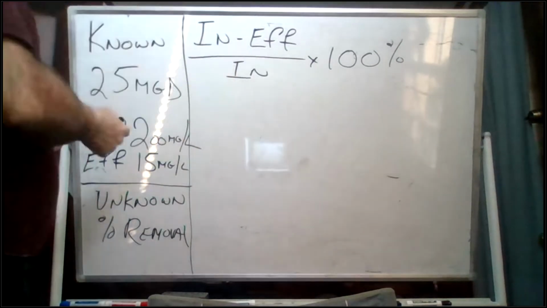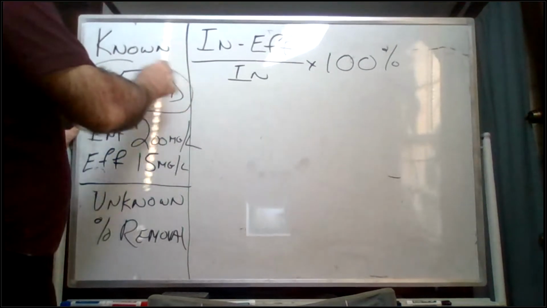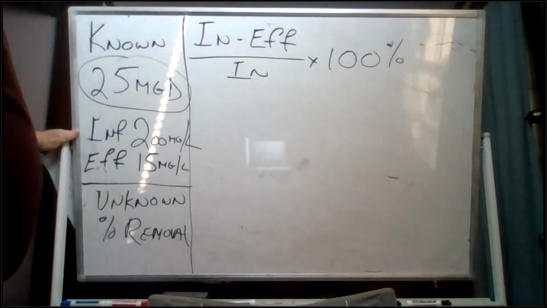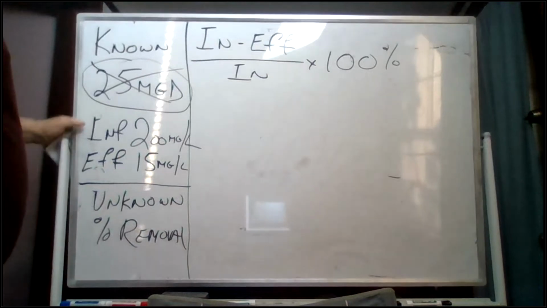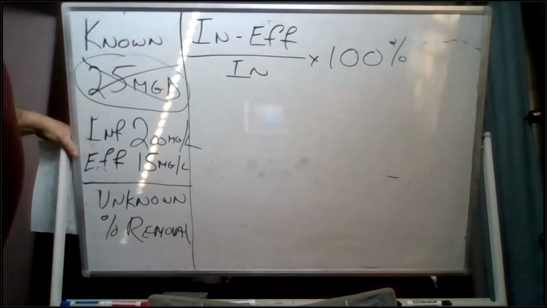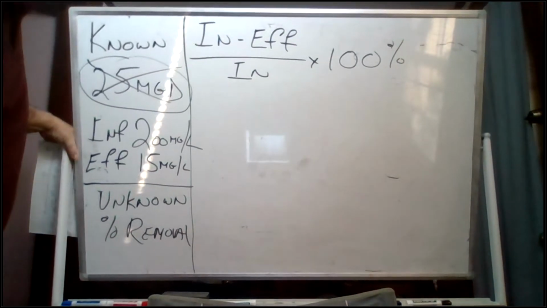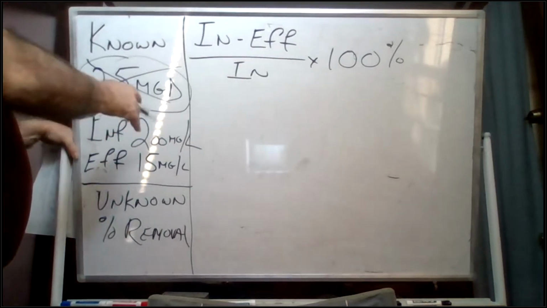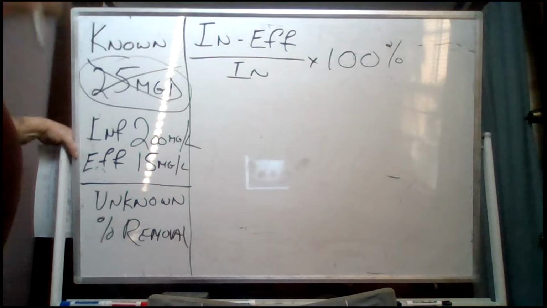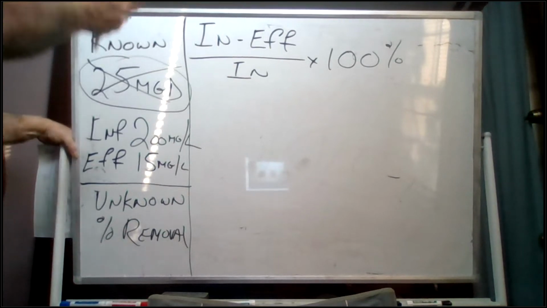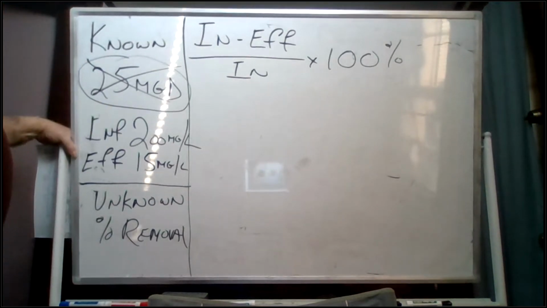Now, in this formula, there's no place for a flow. It doesn't talk about flow. It's not in there, so we don't need the flow. It's strictly a concentration. Most of the numbers that we receive from the lab are going to be in milligrams per liter. It's the same thing as parts per million. Just like a percentage is a part per 100, milligrams per liter is a part per million.